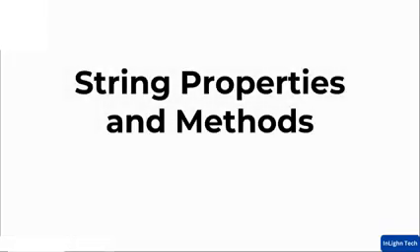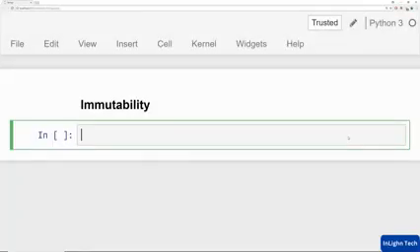Welcome back, everyone. In this lecture, we're going to finish off our discussion about strings by talking about string properties and string methods. Let's jump to a notebook and get started. The first thing we're going to discuss is the immutability of strings. Immutability stems from the word mutate, and basically means you cannot mutate or cannot change. I'm going to show you an example of this.